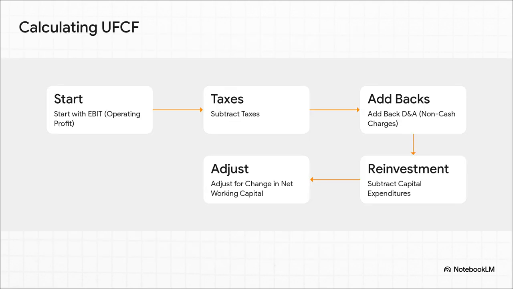So how do we get there? High level, you start with operating profit, EBITDA. Then you've got to pay your taxes, so you subtract those. Next, you add back any non-cash expenses, like depreciation and amortization. Then you subtract any money the company spends on big stuff, like new factories or equipment. That's capital expenditures. And last, you adjust for the cash needed for day-to-day operations, which is called net working capital.